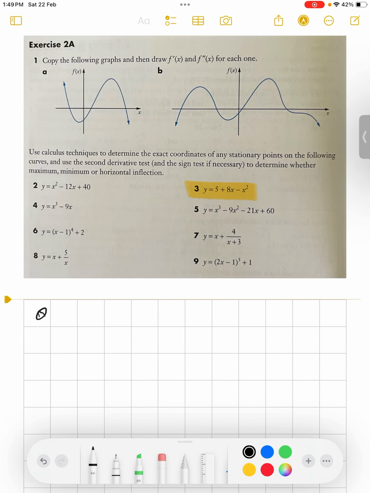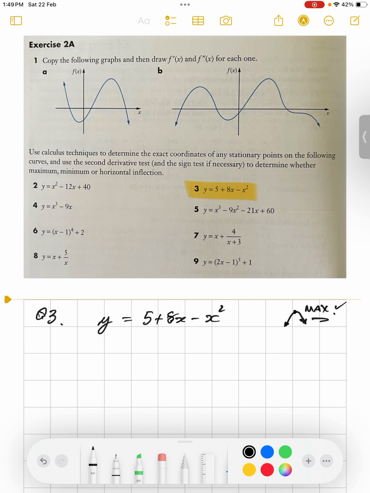We're going to be looking at question 3, which says to use calculus to determine the exact coordinates of the stationary points of our curve, which is y equals 5 plus 8x minus x squared. Because it's a negative x squared, we're going to have a parabola which has a maximum, but never mind, that's not the test we wanted. It says to use the second derivative test to determine if it's a maximum or minimum or horizontal inflection.